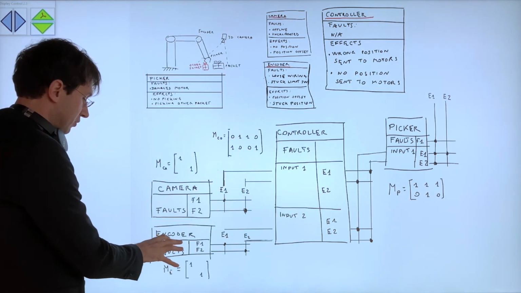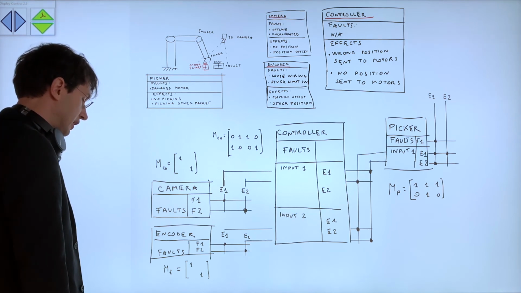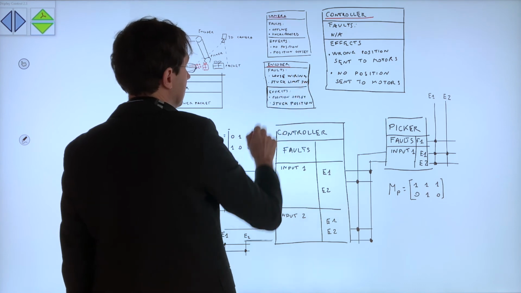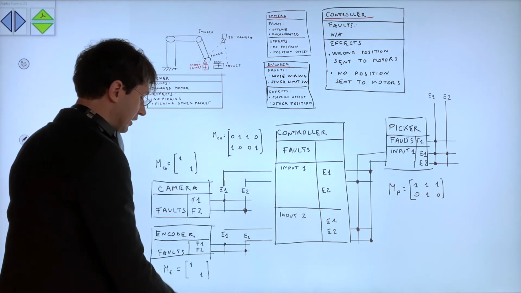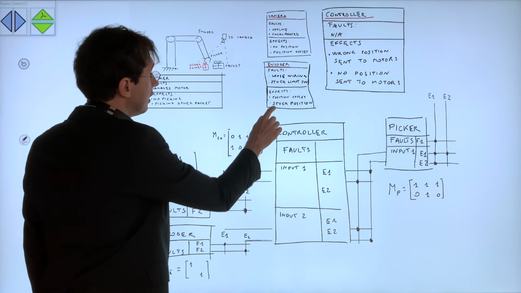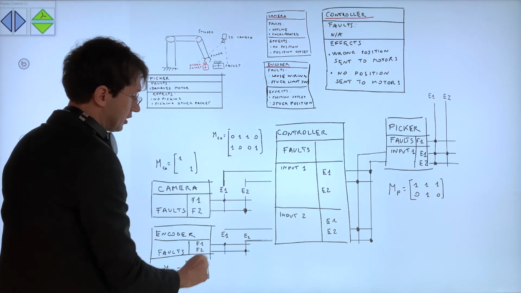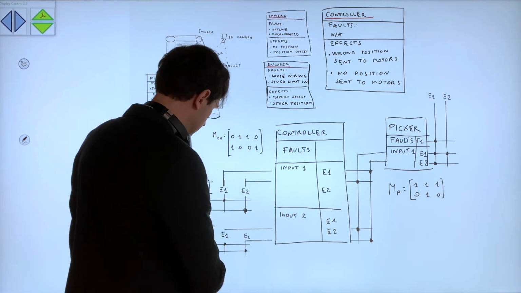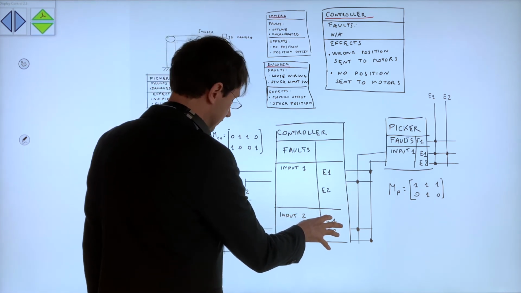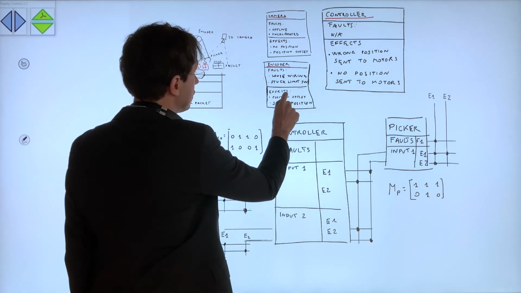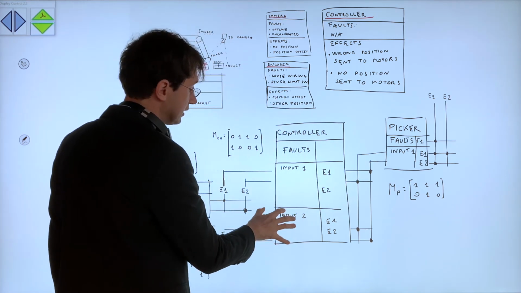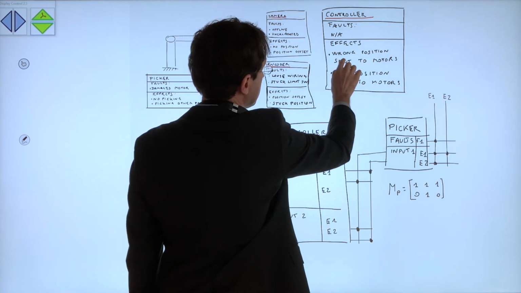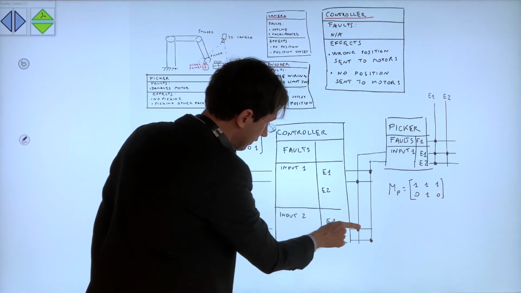For the case of the encoder, we have two different local faults, loose wiring and stuck limit switch, and they are causing respectively a position offset and a stuck position. If this is going to the controller, these two effects are propagated as well. So when we have a position offset in the encoder, it gets propagated out of the controller as a wrong position sent to the motors. So we have this here.